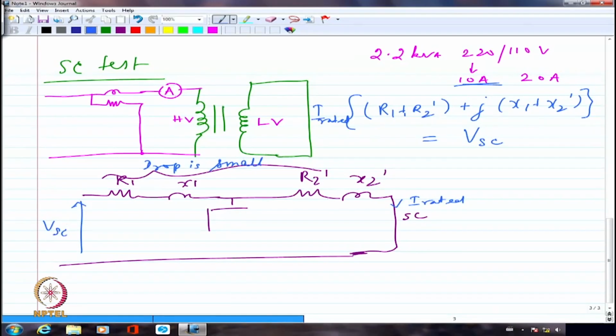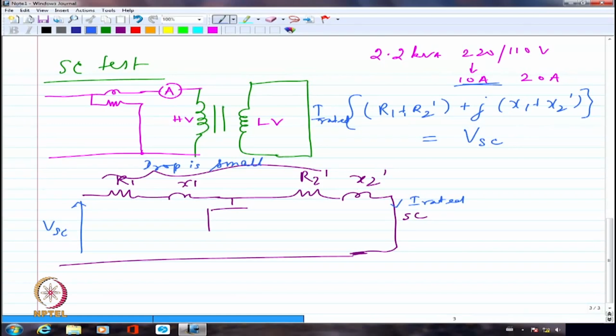Whether I look at the primary or secondary, if I limit the current to rated value, both of them will be limited to rated value. Okay? So I am going to have essentially the voltage applied during the short circuit test to be much, much lower than the rated value of voltage. So under short circuit test, whatever is the voltage I apply, indirectly it gives me an indication of what are the internal impedances of the winding of the transformer. It gives me a feel for what is R1 plus R2 dash, what is X1 plus X2 dash.